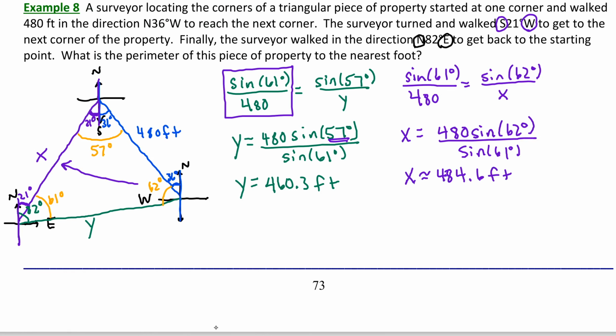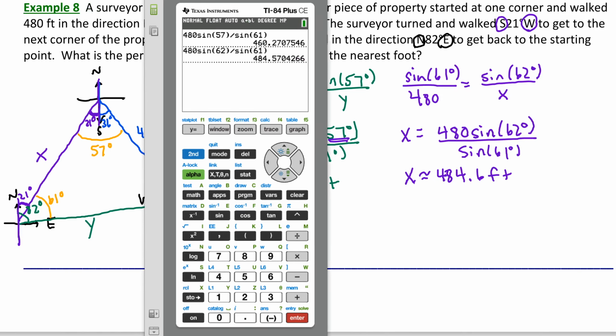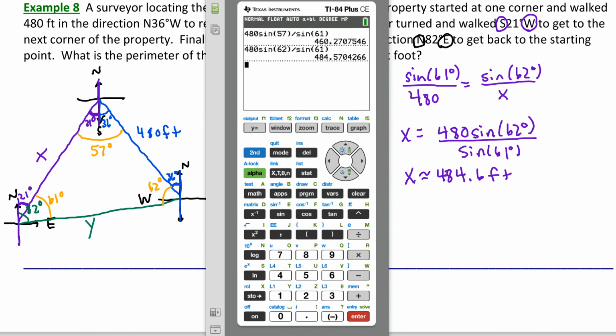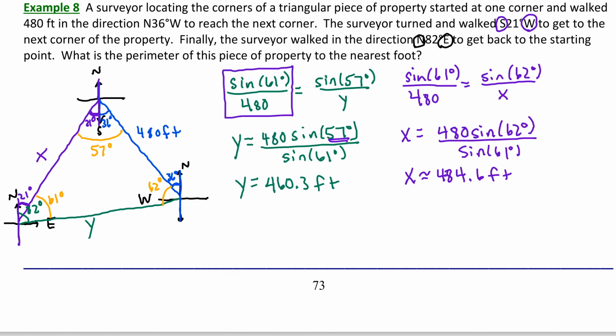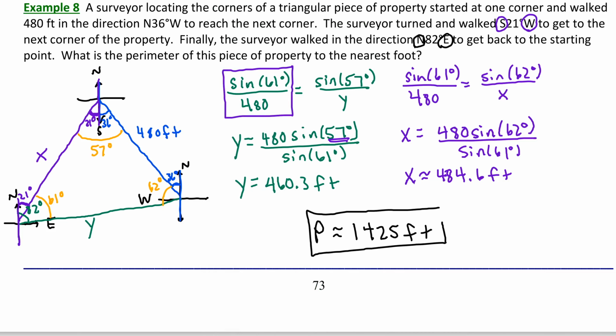484.6 feet. We can then determine the perimeter of the piece of property by summing the sides. We have 480 plus 484.6 feet plus 460.3 feet, and to the nearest foot we get 1425. The perimeter then is approximately 1,425 feet.